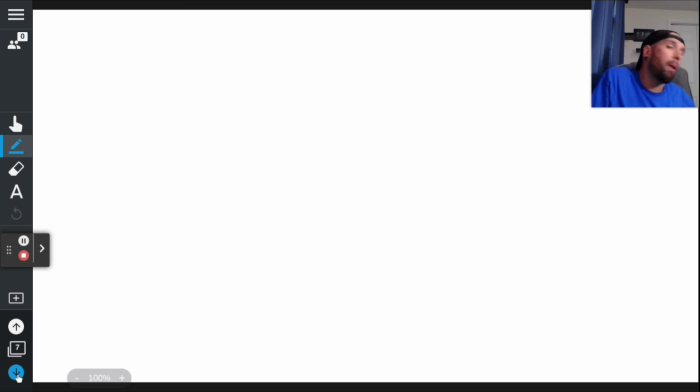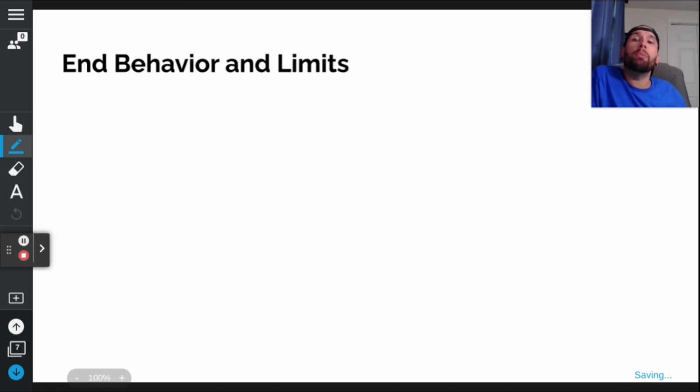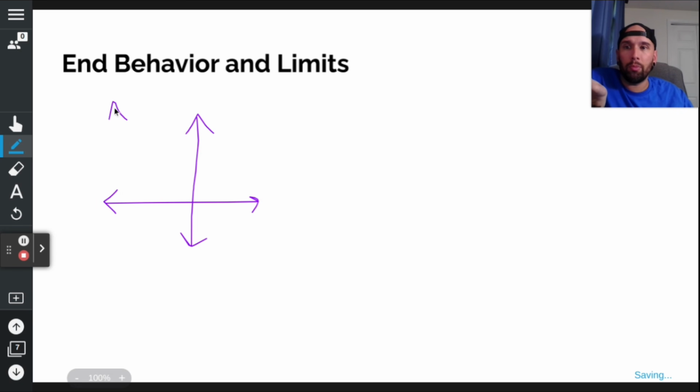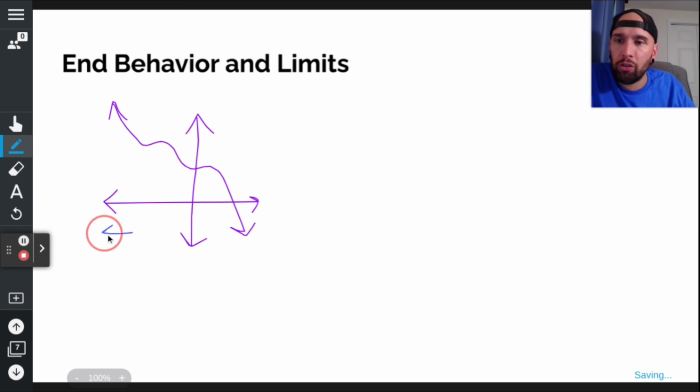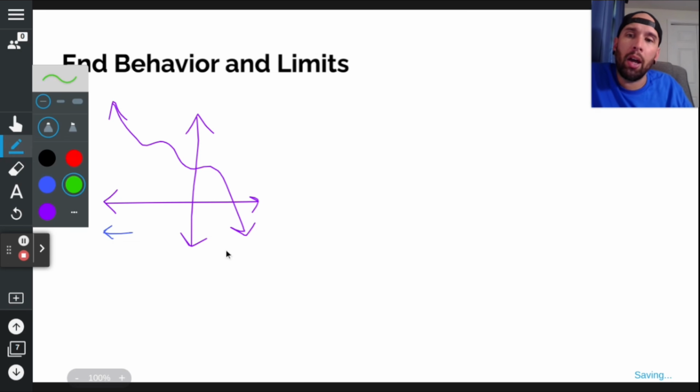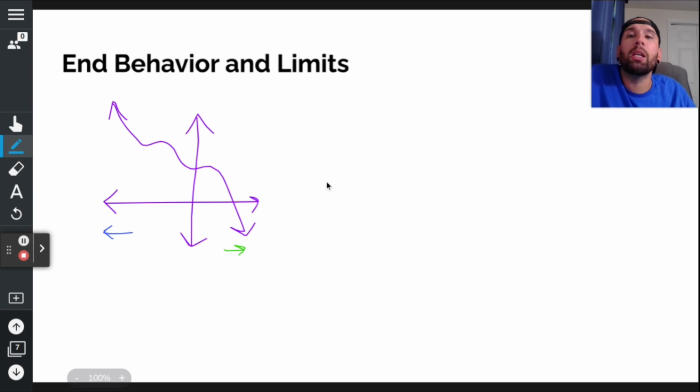Now let's talk about an old familiar friend, end behavior and the limits. End behavior is basically, if I were to give you a picture that looks like this, right? I'm just going to draw it out. And I asked you about end behavior. What I'm doing is I'm saying, what's going on as x moves to the left? Or what's going on as x moves to the right? What we use to figure this stuff out is extremely important. You see it in calculus all the time, and it's called limit notation.